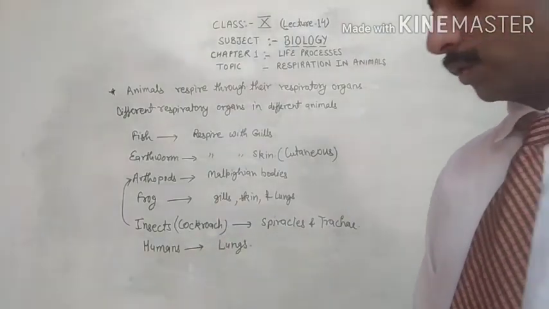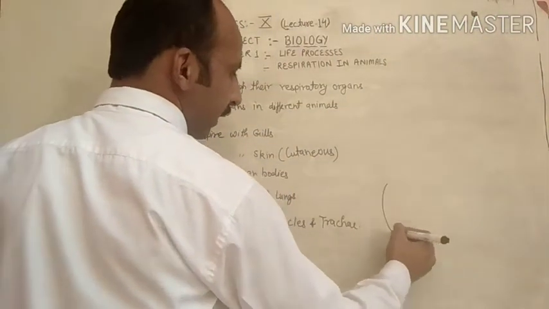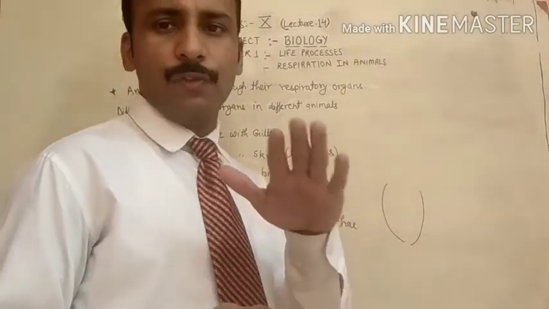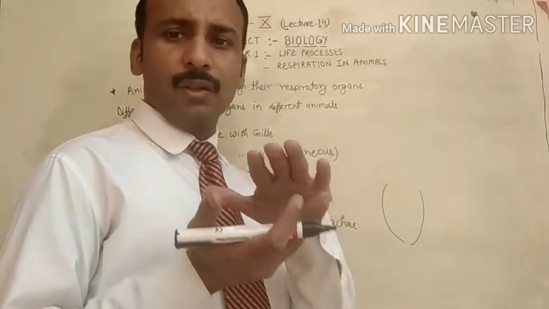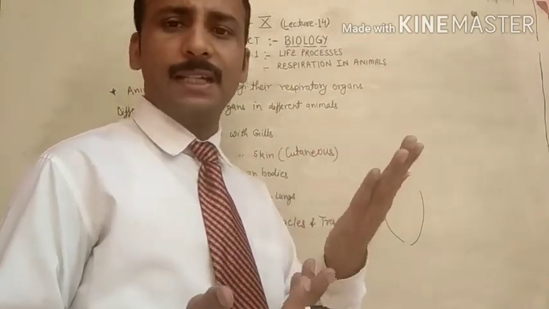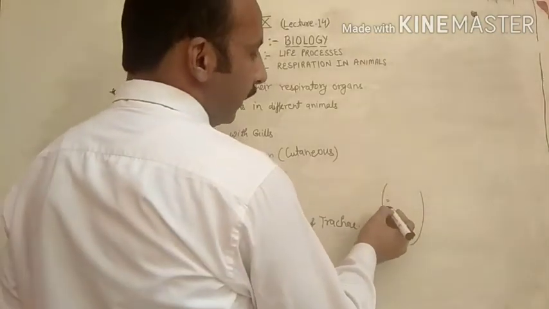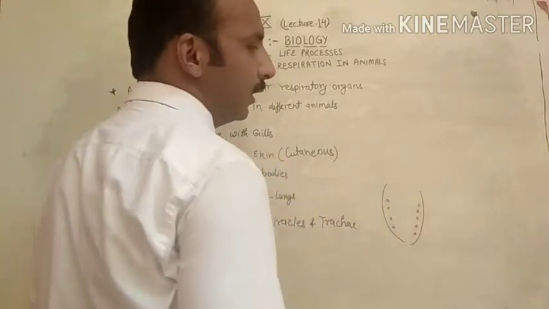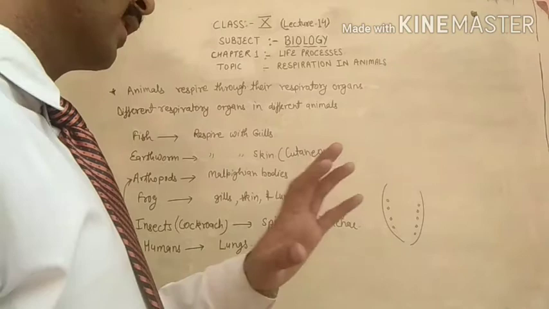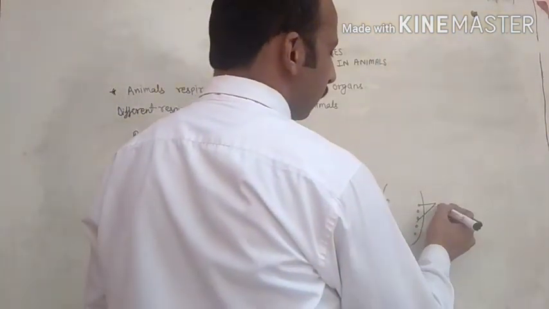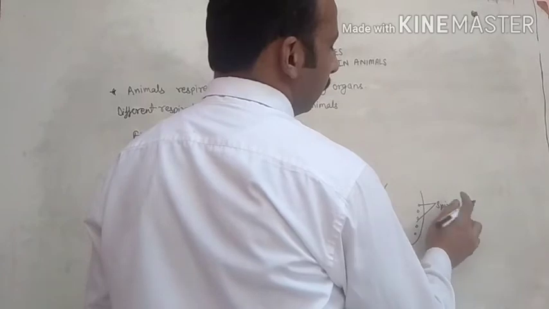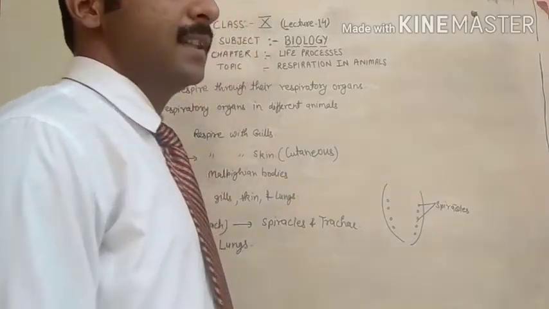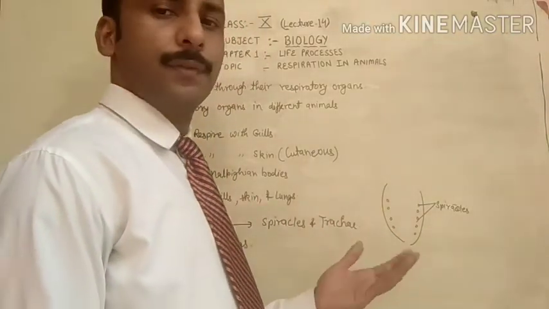Insects, for example, cockroach. Just for example, this is the body of a cockroach. If you see the ventral side of the cockroach, ventral side means from the downside, then you will see different types of holes like this on the body. These types of holes are present in cockroaches and grasshoppers. These holes are called spiracles, and these spiracles are helpful in the exchange of gases.